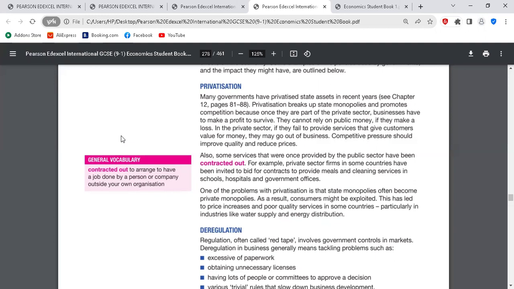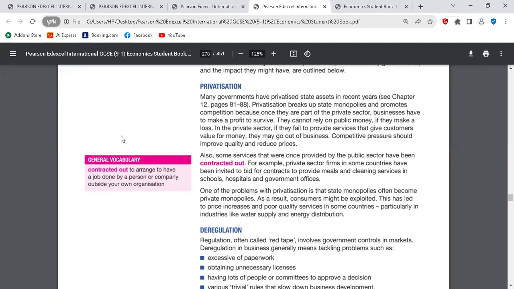Also, some services that were once provided by the public sector, the next paragraph now, have been contracted out. When we say it's been contracted out, it means it's been given out to the private sector. This thing was being managed or done by the government, but now the private sector can be part of it. That is contracting out. Is it clear? So, for example, private sector firms in some countries have been invited to bid for contracts that were once done by the government. That is what they are saying here.